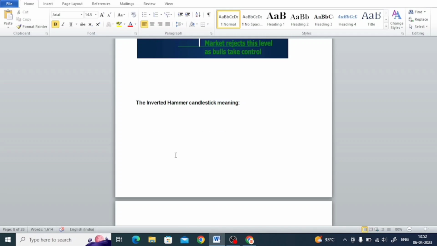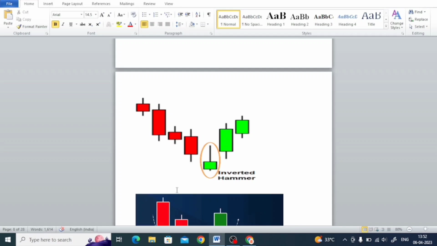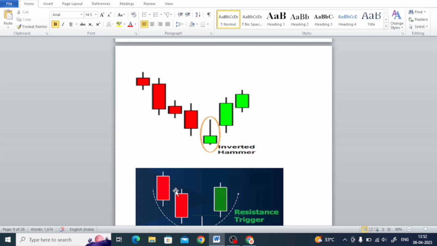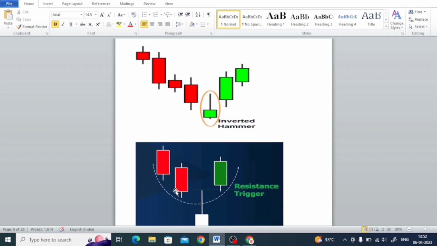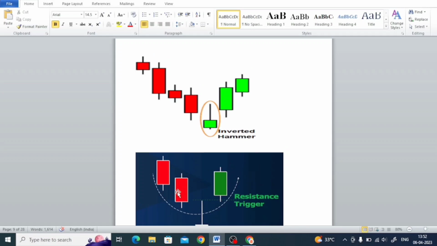Next, we are going to see about the inverted hammer candlestick pattern. The inverted hammer is an upside down version of the hammer that occurs in a prior downtrend.